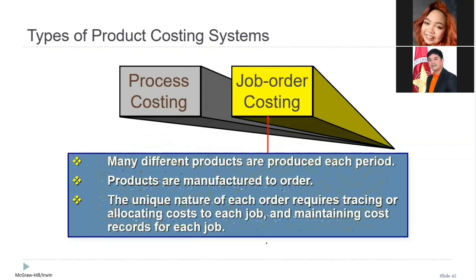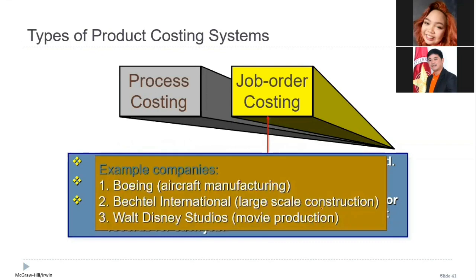Okay, so examples of companies that are using job order costing system. Itong aircraft manufacturer, itong construction ng large scale construction. So itong Bechtel na to is actually the largest international construction company. So the company works on huge projects that are unique to customer needs. At ang Walt Disney, of course, movie production. So syempre, depende sa kung anong movie ginagawa, you accumulate cost dun sa movie na ginagawa na yon.